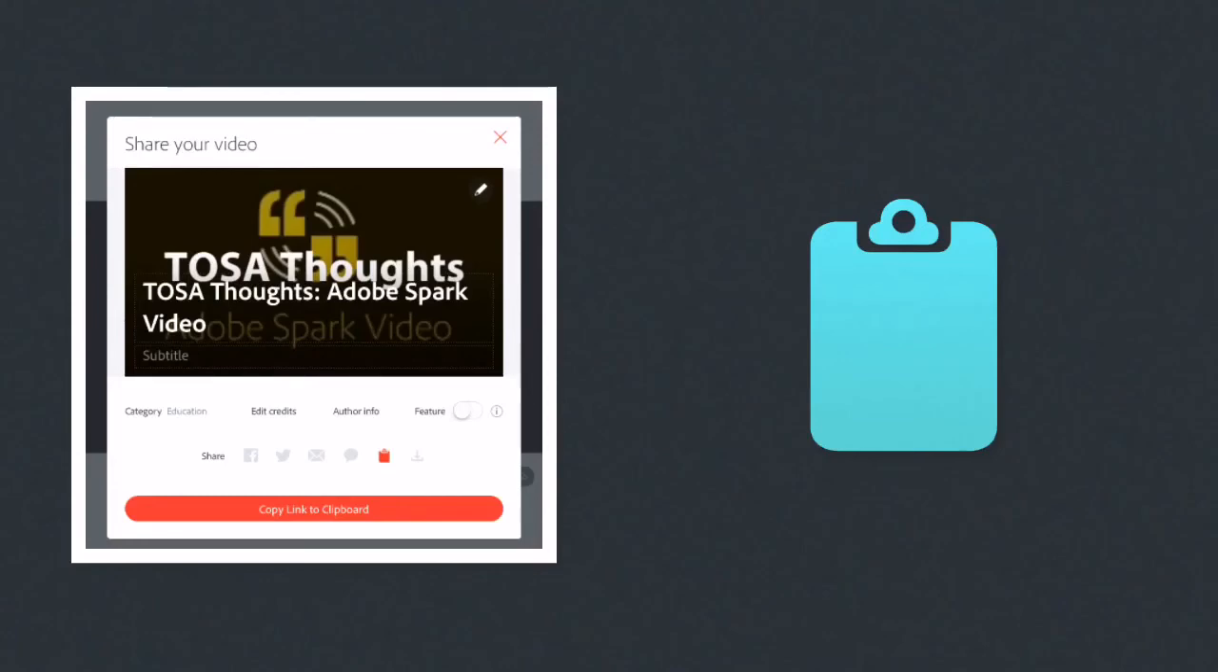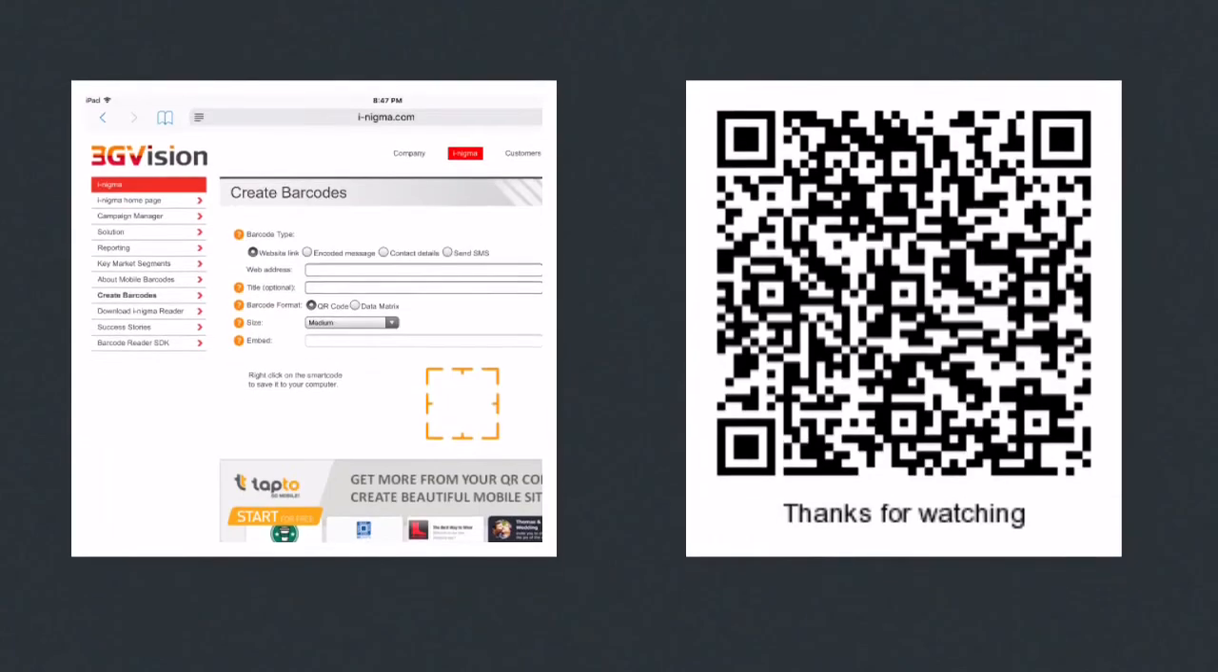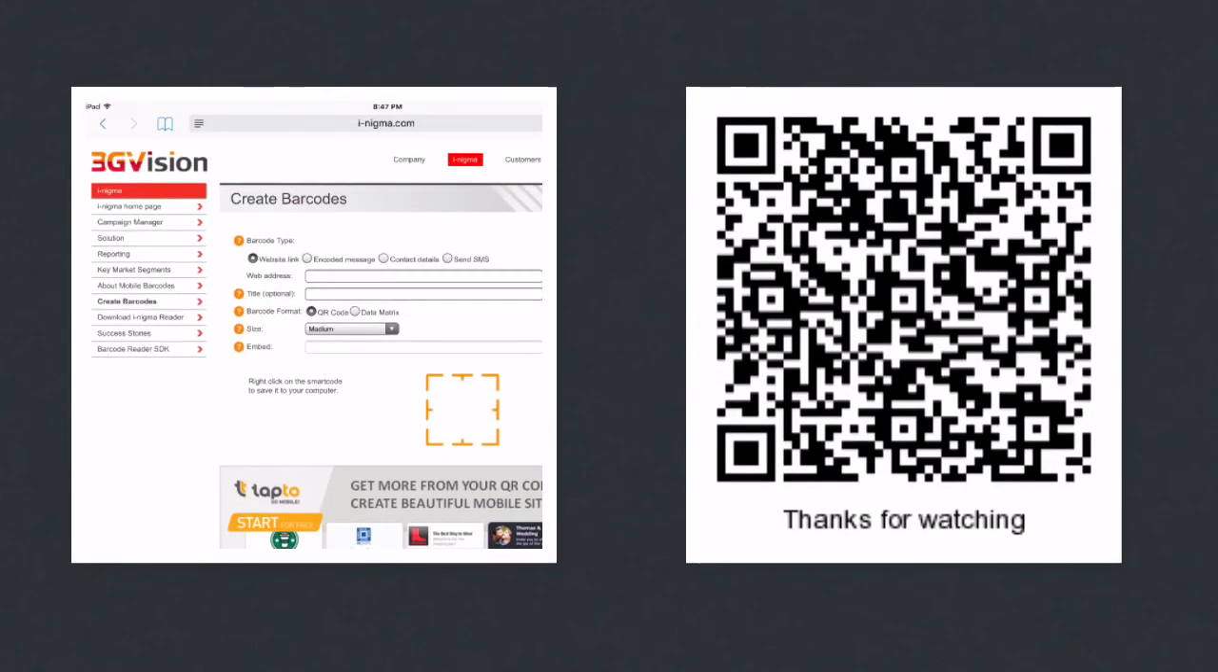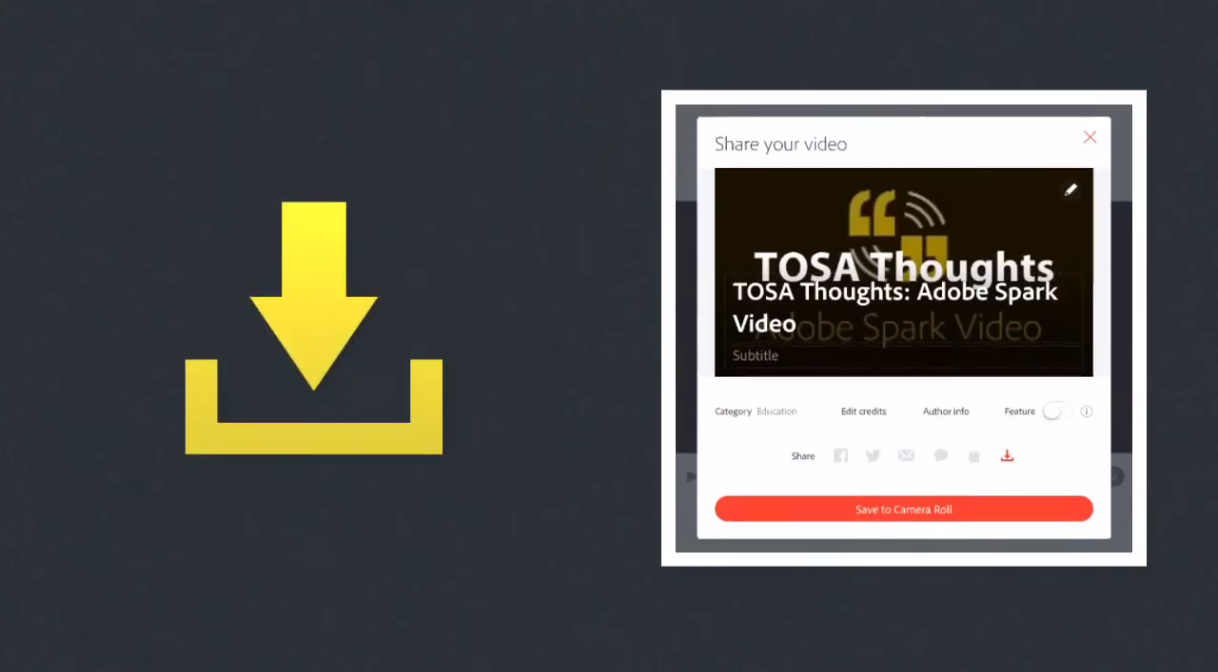When you go to share your video, you're going to have to choose a category. I always select education. And if you choose to generate a unique URL for your Spark video, tap on the clipboard and you will copy a link to the clipboard. If you copied a link to your clipboard, you can go to any QR code generator and create a QR code to that Spark video. I like to use enigma.com because they have an awesome optional place to add a title.